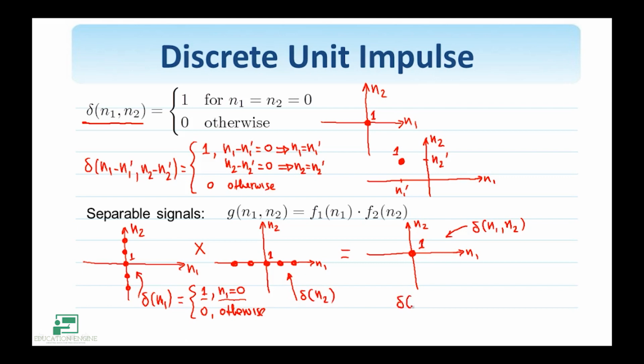Therefore, delta N1, N2 can be written as delta N1 times delta N2, and it is therefore separable according to the definition. So delta N1 takes the place of F1 N1 in the definition, so I'm rewriting the definition here, times F2 N2.